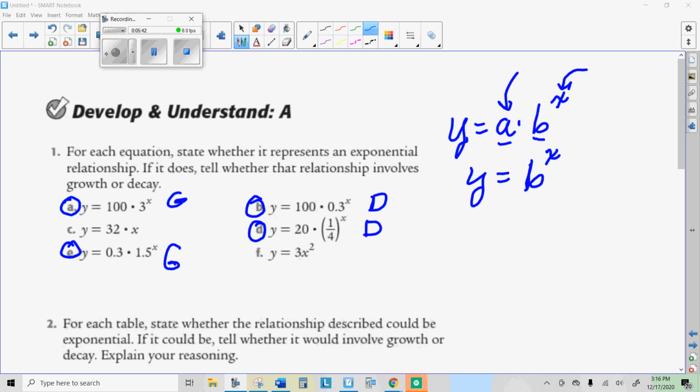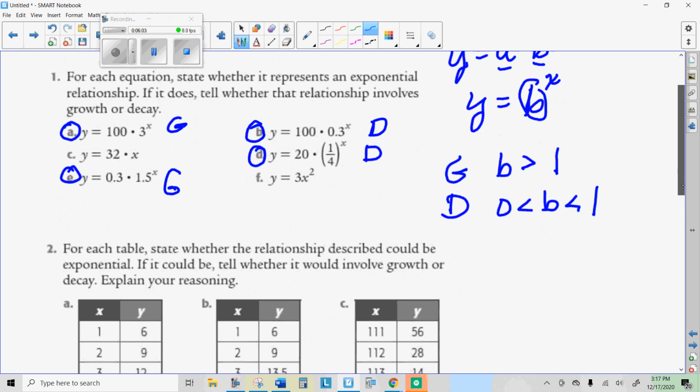Now the way I tell if they're growth: whatever you're multiplying by, the b part, b is greater than 1 when it's growth. When it's decay, b is between 0 and 1.